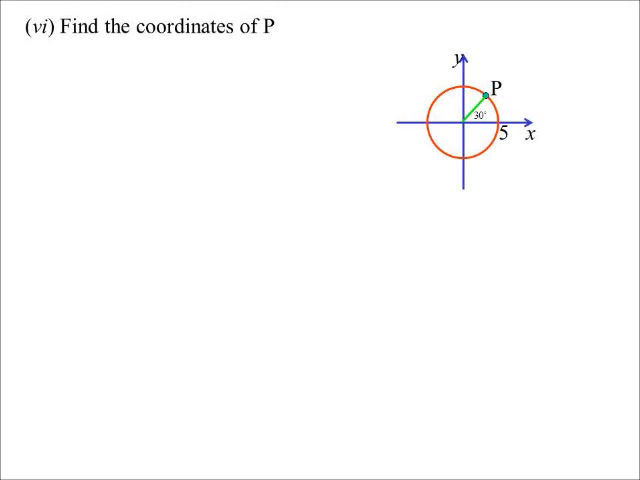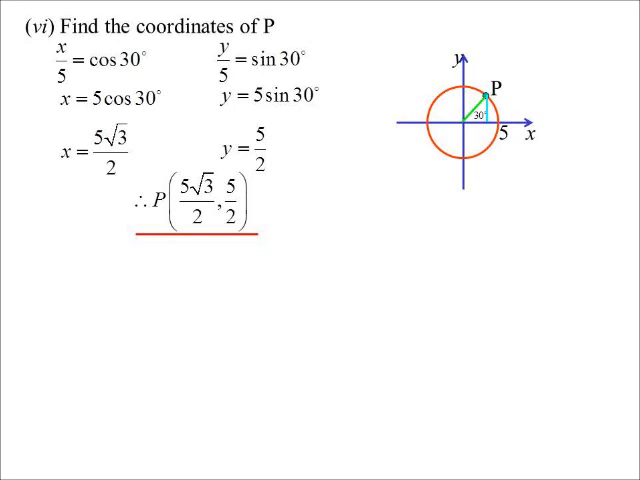Well, I could create that right-angled triangle. And I know that the x value over 5 would give me the cosine of 30. I know the cosine of 30, that's one of our exact ones. So the cosine of 30 was root 3 on 2. So we get the x value is 5 root 3 on 2. And the y value on 5 would be the sine of 30. Sine of 30 was a half. So we have 5 on 2. And there's our coordinates for P.